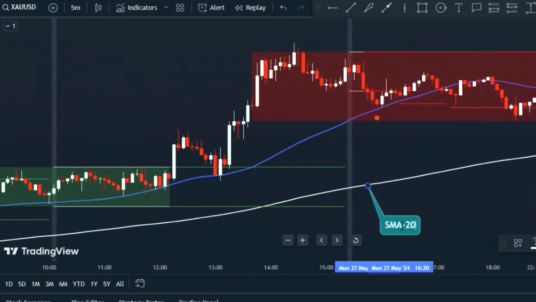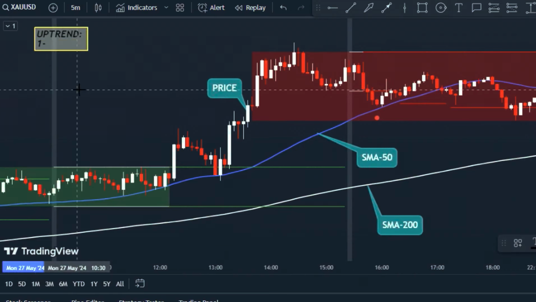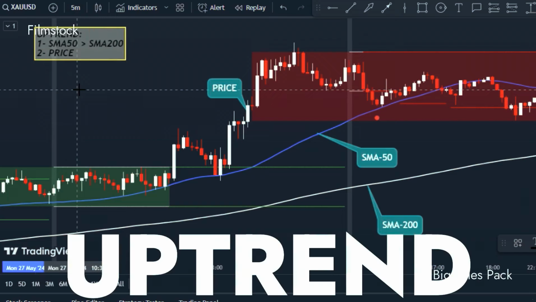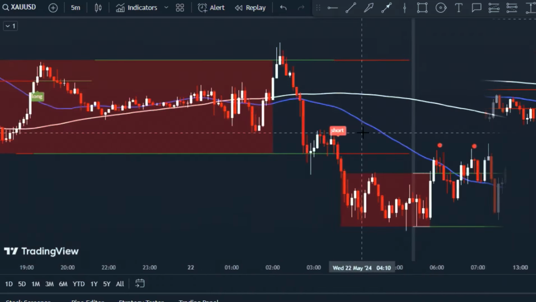But what if SMA 50 is vibing above SMA 200 and the price is above both? That's an upward trend, friends. Start scouting for those juicy buying opportunities. Time to enter a trade?